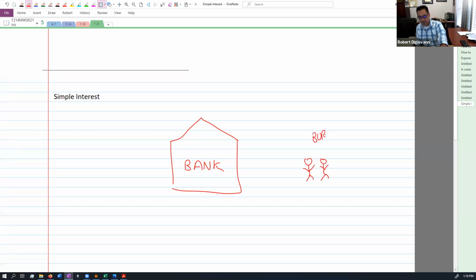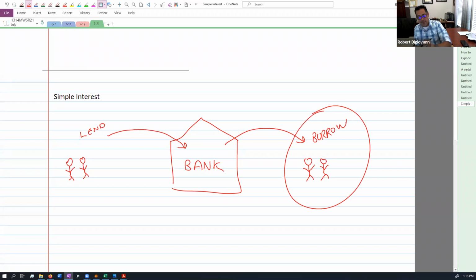And you got people over here who want to borrow money with credit cards or however they want to borrow money. And you have people over here, right? These people are going to lend their money to the bank, right? So when you put your paycheck into the bank, you're putting your money in, and then the bank is actually turning around and giving that money to other people. The thing is, the people who are borrowing, like on the credit card, they have to pay back a lot more than what they borrowed.